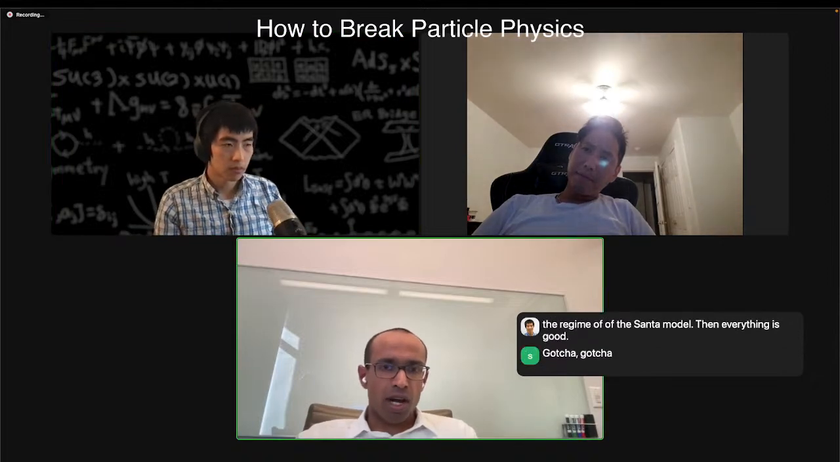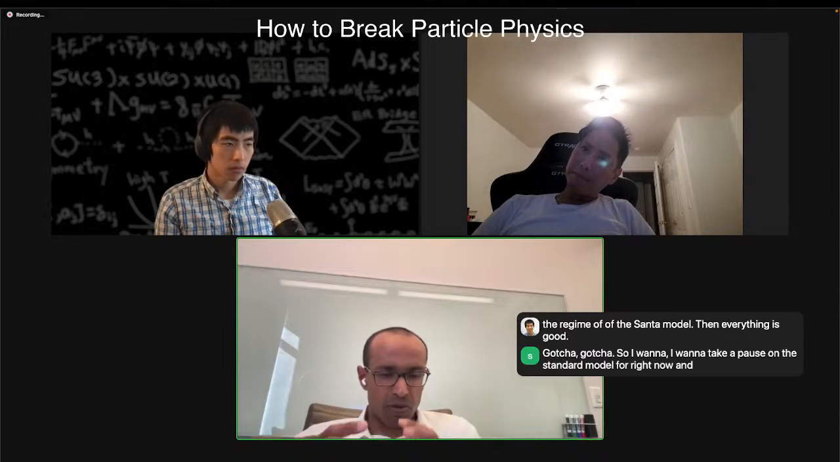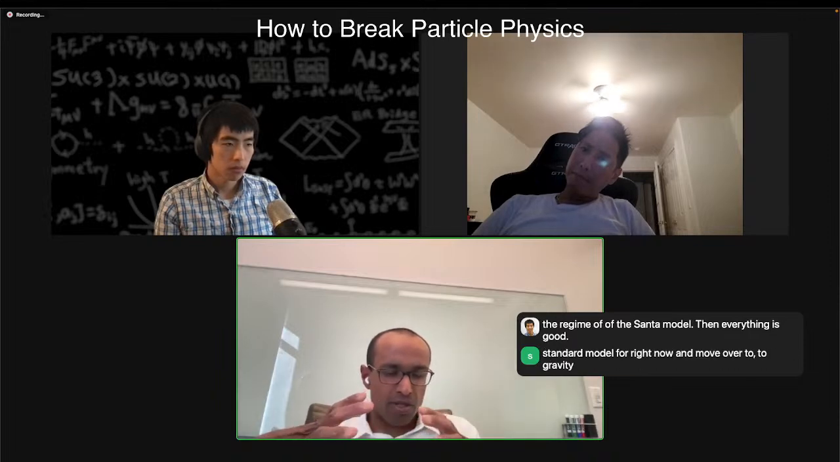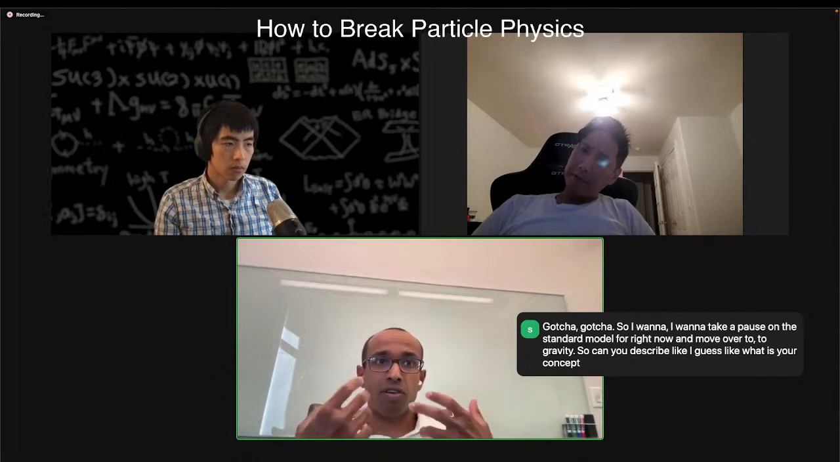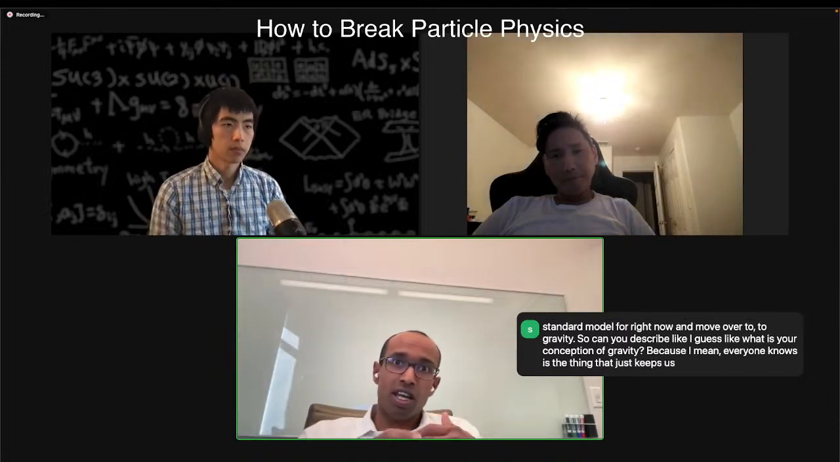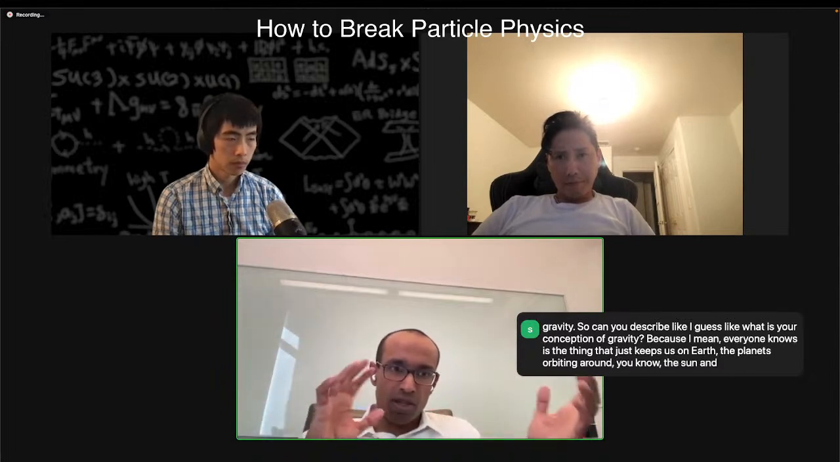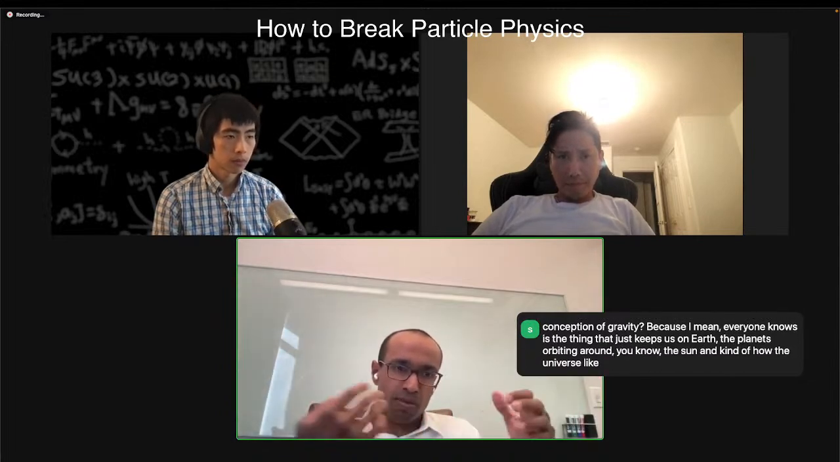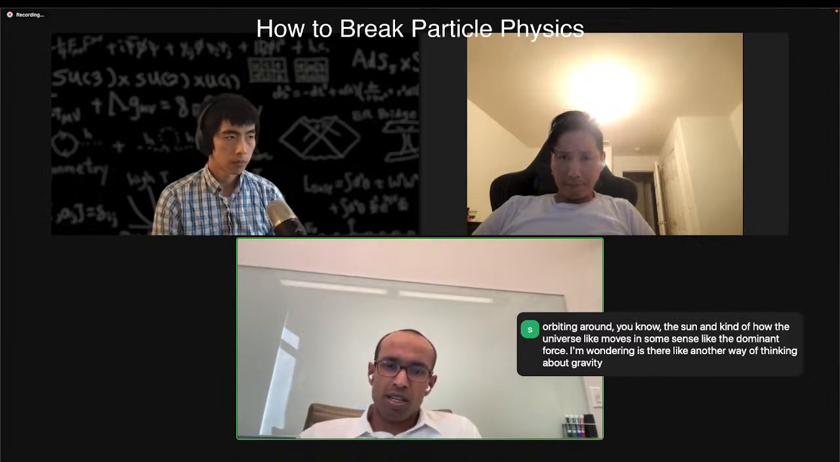Gotcha, gotcha. So I want to take a pause on the standard model for right now and move over to gravity. So can you describe, what is your conception of gravity? Because everyone knows it is the thing that just keeps us on Earth, planets orbiting around the sun, and kind of how the universe moves in some sense, like the dominant force. I'm wondering, is there another way of thinking about gravity?